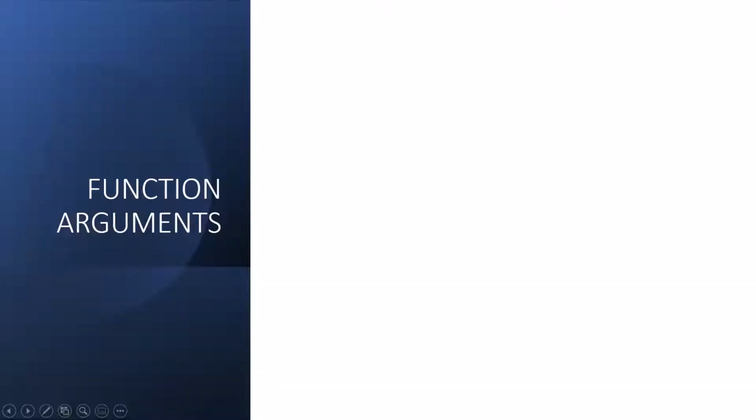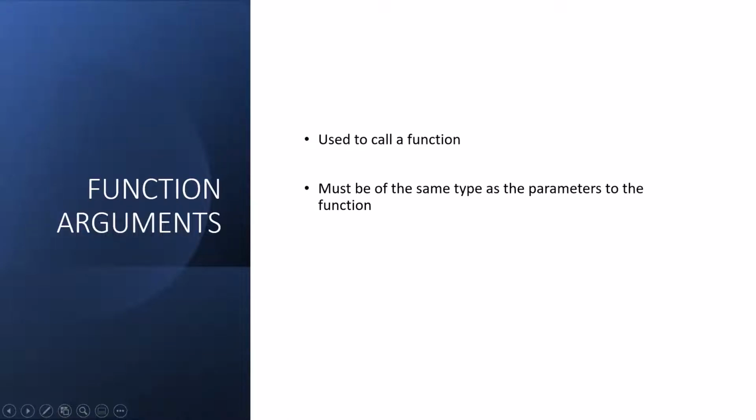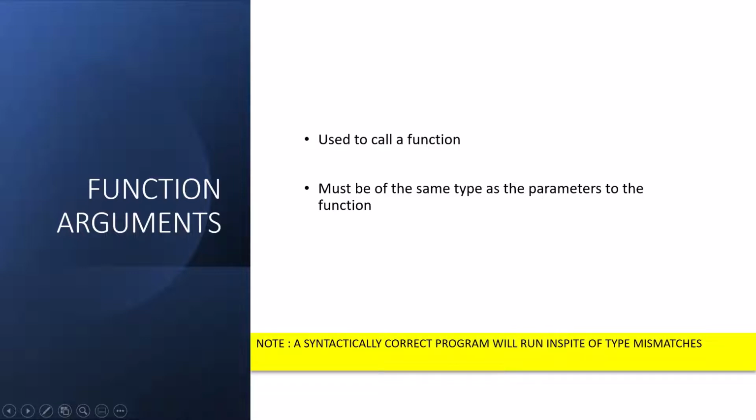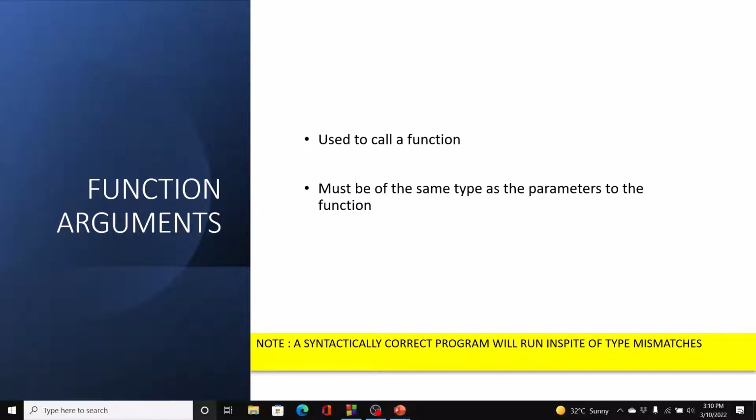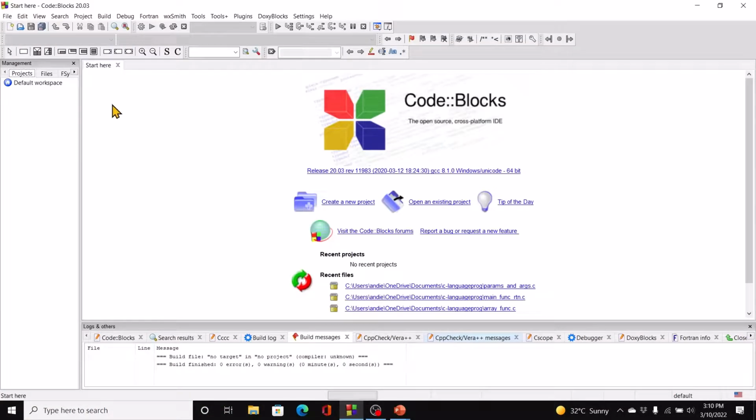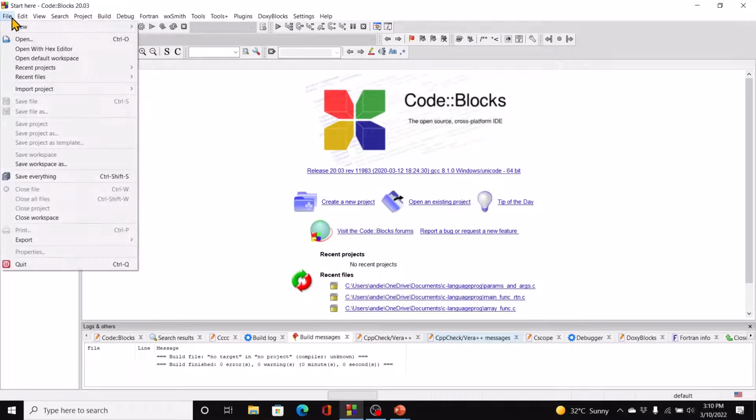Now coming to function arguments, these are used to call functions. Their type needs to be the same as the parameters to the function. But C, being a robust language, a syntactically correct program will run despite any mismatch in terms of data type between parameters and arguments. Now we're going to go ahead and write some code, and you need not write this. This is just for demonstration to give you a clearer understanding of parameters and arguments.